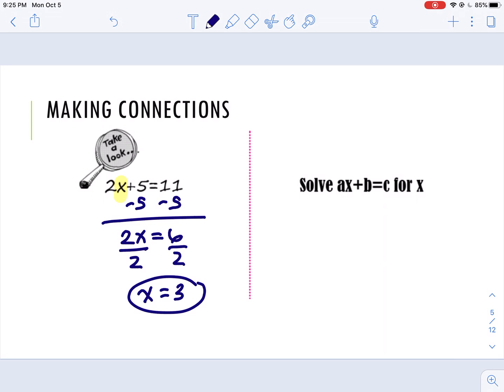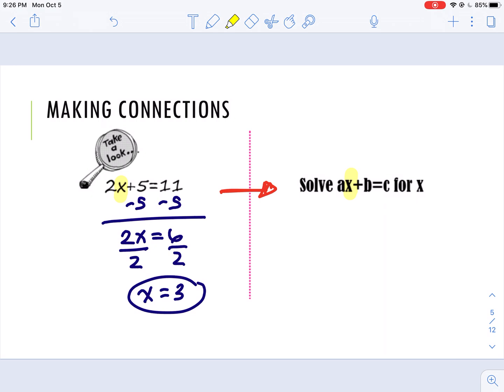But if I took our skills from solving a normal equation to now solving a literal equation, notice my example to the right. Solve ax plus b equals c for x. In your guided notes, I would recommend writing this example down. Now in this problem, we're asking to find x. Notice that this is very similar to the first example we did. Instead of 2, we have a. Instead of the number 5, we have b. And instead of the number 11, we have c.